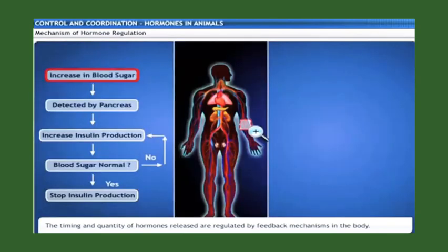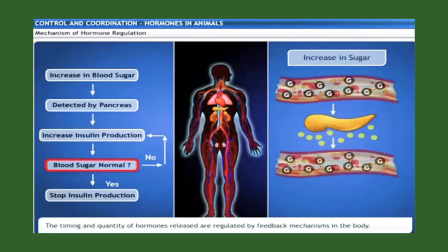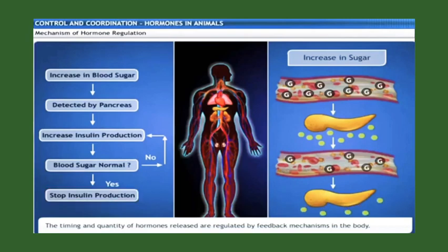For example, if the sugar level in our blood rises, this is detected by the cells of the pancreas, which respond by producing more insulin. As the blood sugar level falls, insulin secretion reduces.